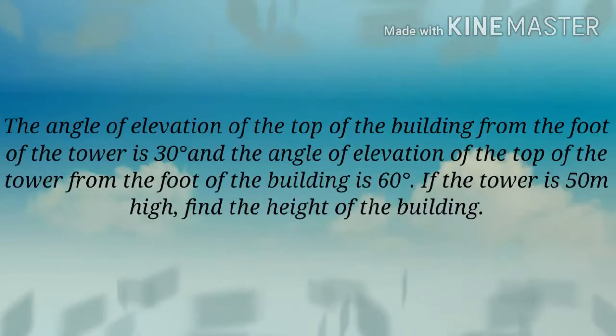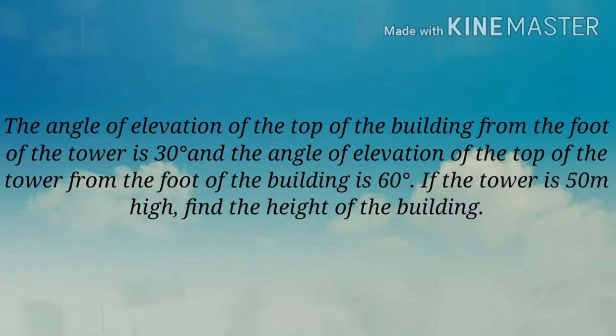The angle of elevation of the top of a building from the foot of a tower is 30 degrees, and the angle of elevation of the top of the tower from the foot of the building is 60 degrees. If the tower is 50 meters high, find the height of the building.